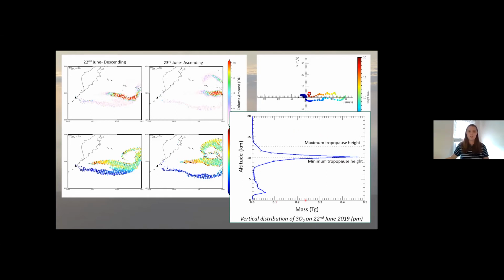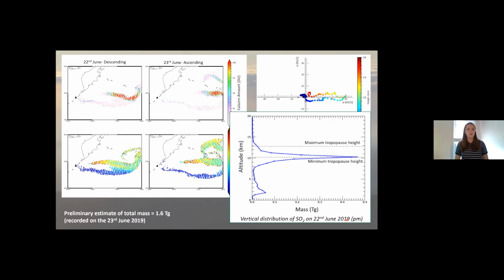And this kind of product is also really useful to provide to people who do dispersion modeling of SO2 and ash. So this helps them know how much SO2 to inject at different levels in the atmosphere. And then they can see how that plume evolves with time.